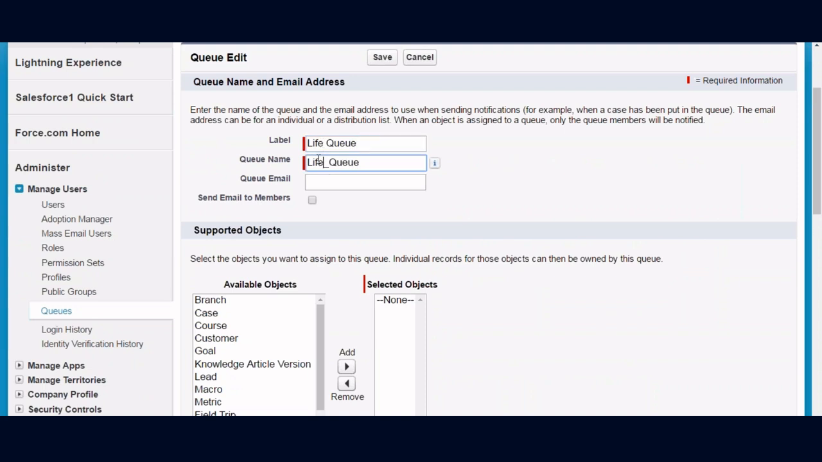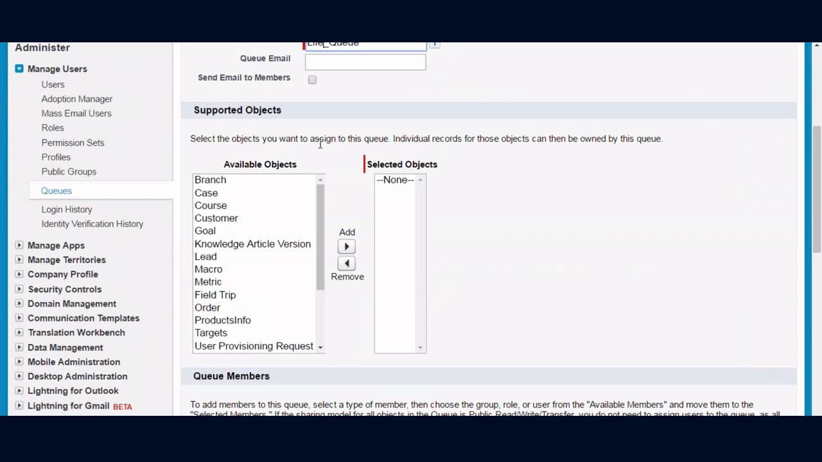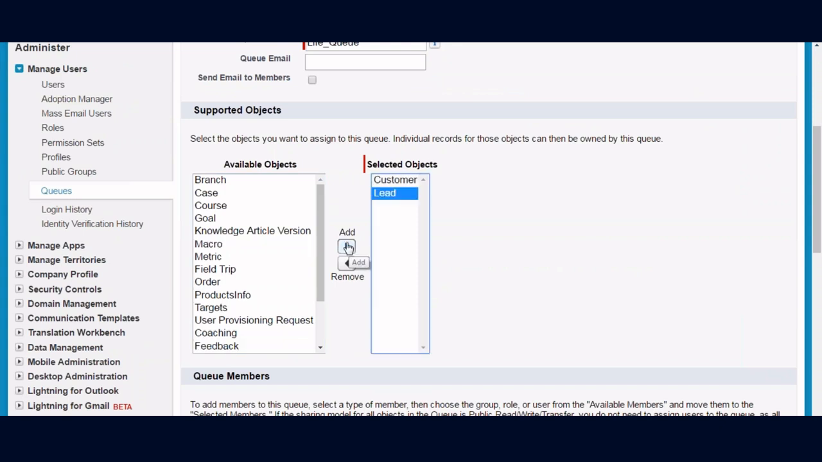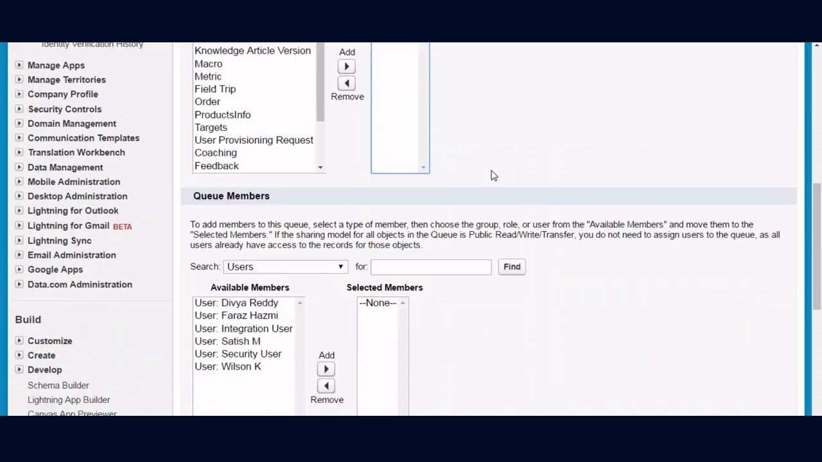I gave a name for the queue. Now, this queue can be an owner on which objects? I told customer object, lead object. So I can make this queue an owner only on customer object and lead object.